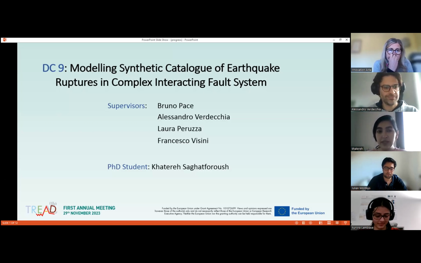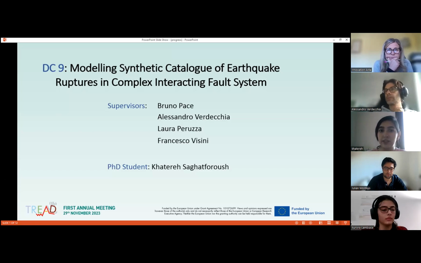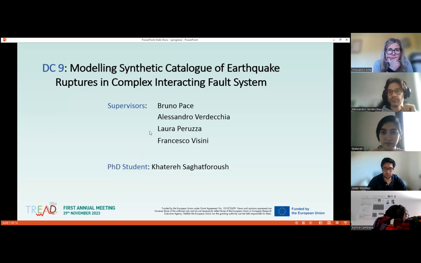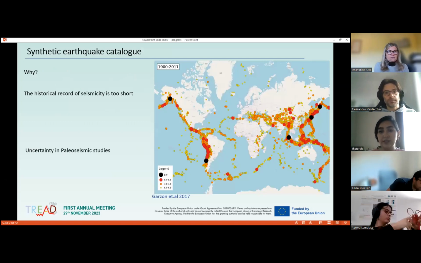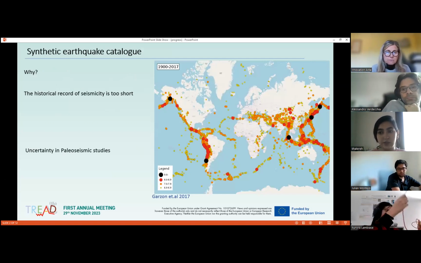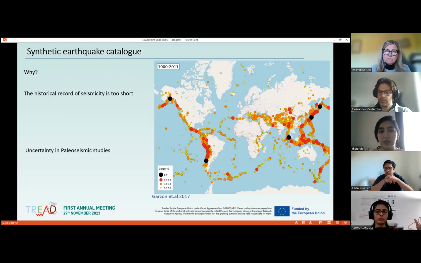The subject of our research is modeling synthetic catalog of earthquake rupture in a complex interacting fault system. The first question is, why do we need synthetic earthquake catalogs and why don't we use real ones? There are two main reasons for that.